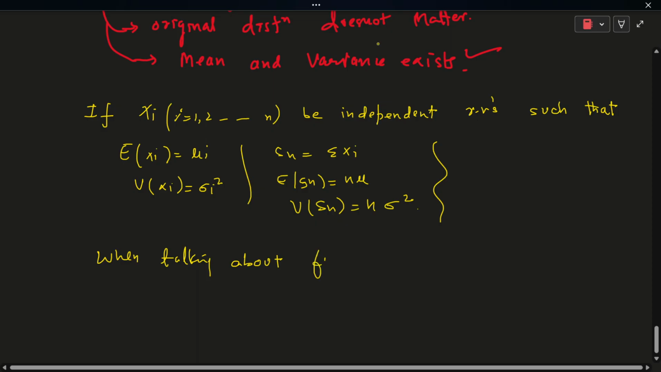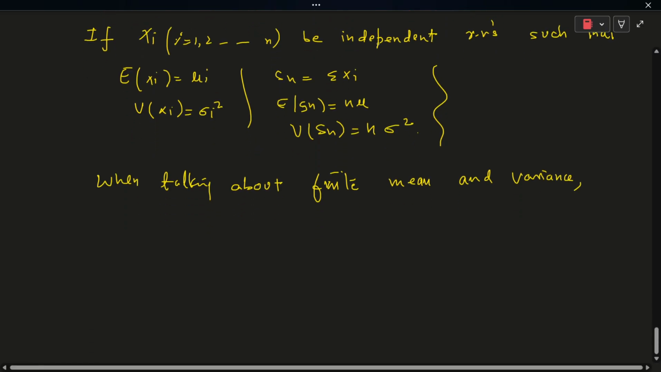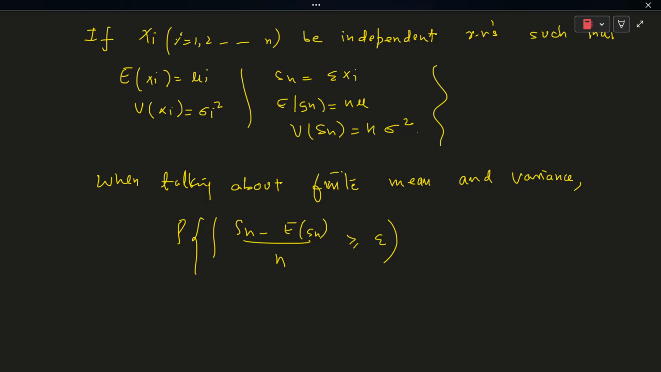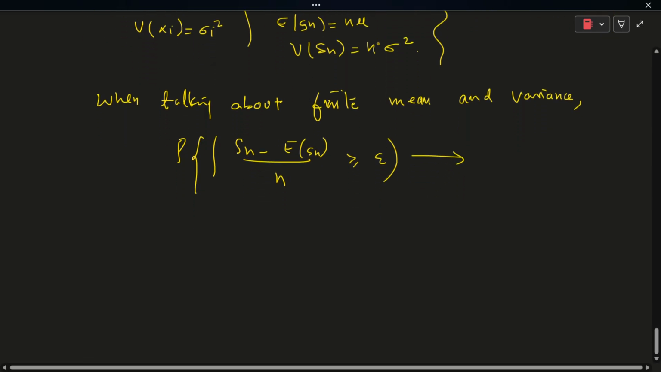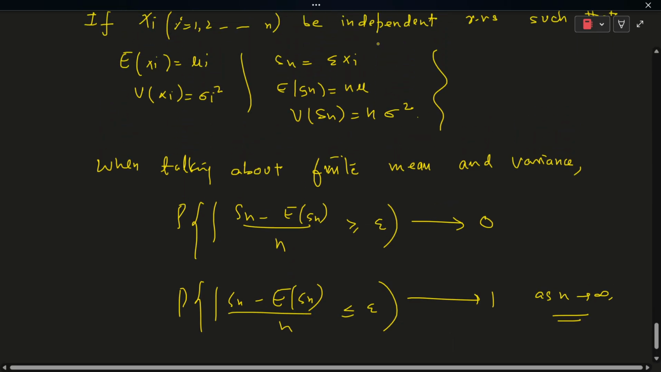when talking about finite mean and finite variance, then we get probability Sn minus expectation of Sn divided by n, if this is greater or equal to epsilon, this will tend to 0. Probability Sn minus expectation of Sn divided by n is less than or equal to epsilon, this will tend to 1 as n tends to infinity. So this is the one statement.